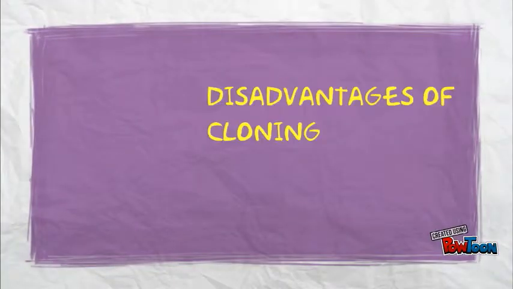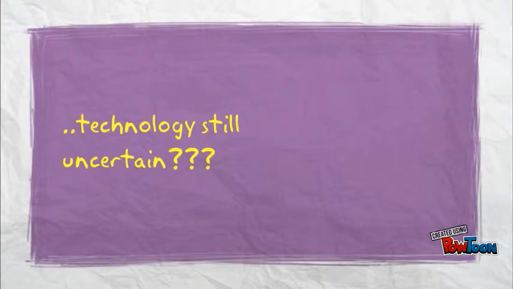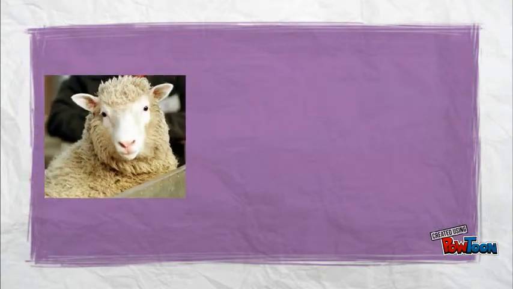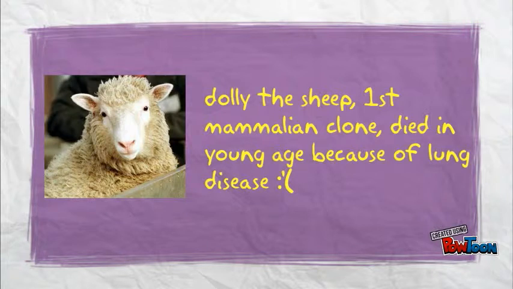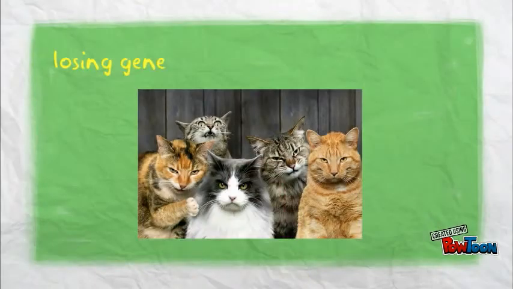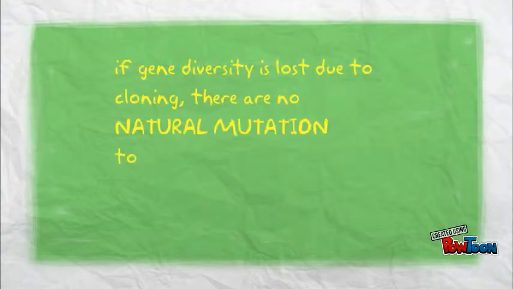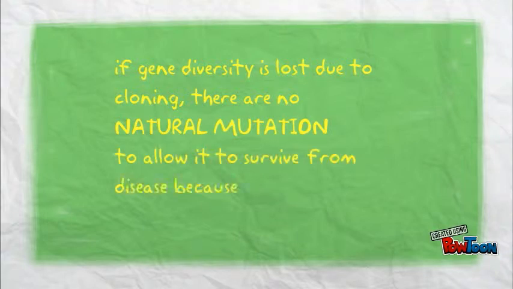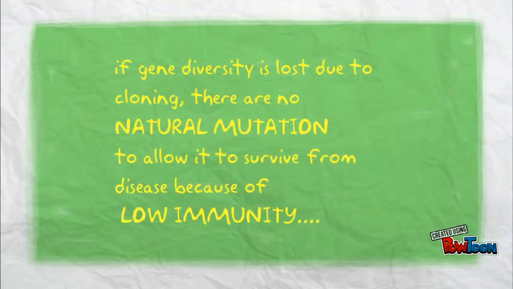Let's continue. One of the biggest disadvantages of cloning is that the technology is still uncertain. Scientists are still unsure of the genetic mutations that might occur. There were hundreds of failed clones, including dead fetuses and some that turned out horribly deformed. Losing gene diversity is another disadvantage of cloning. If gene diversity is lost due to excessive cloning, there are no natural mutations to allow clones to survive new diseases because of low immunity.